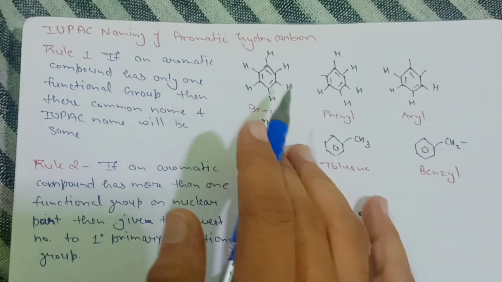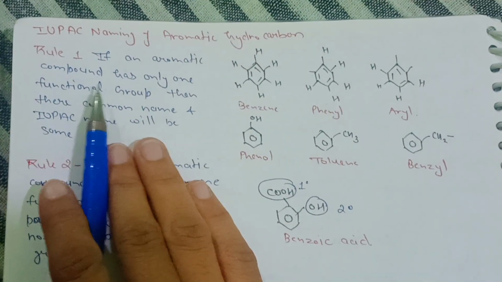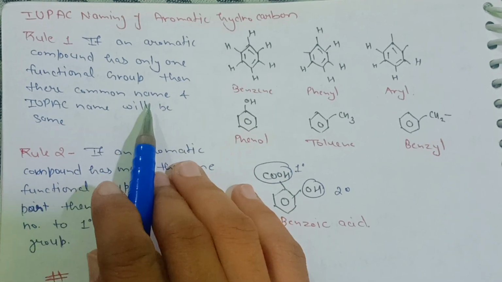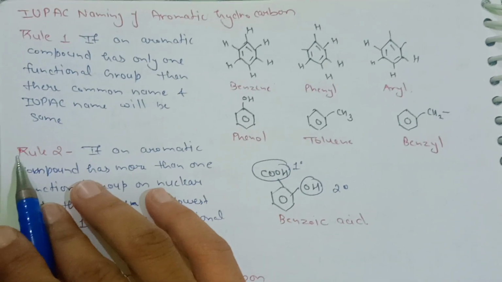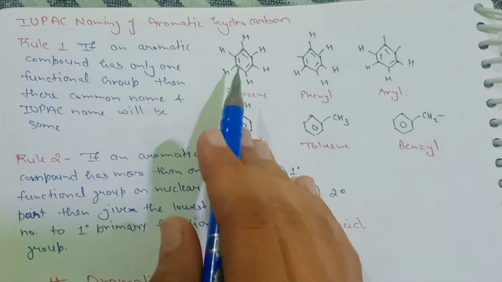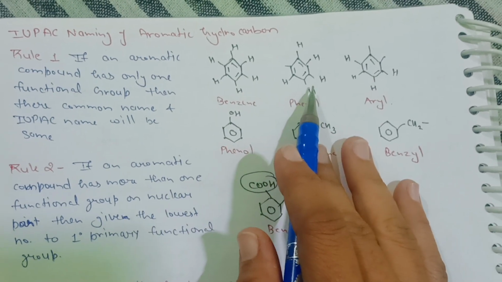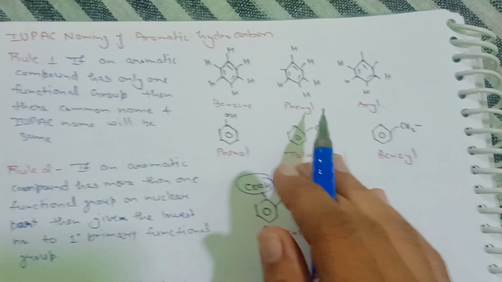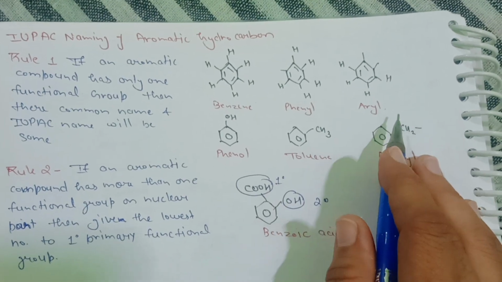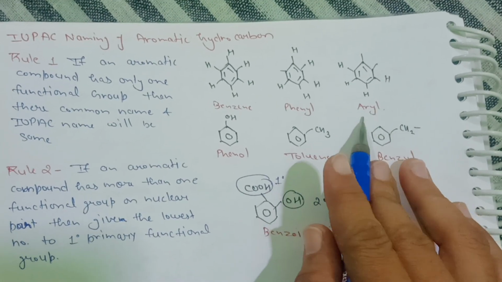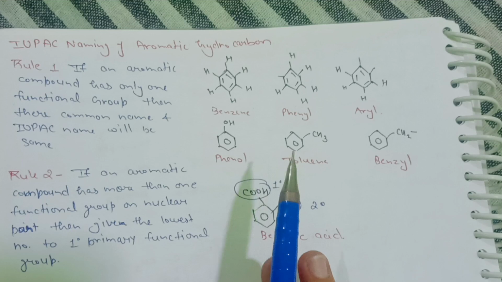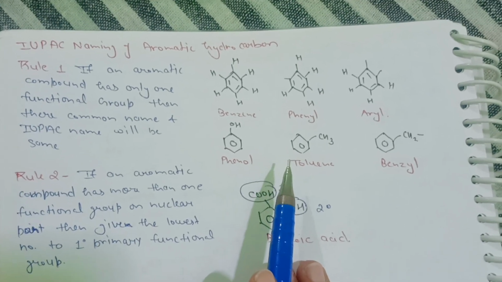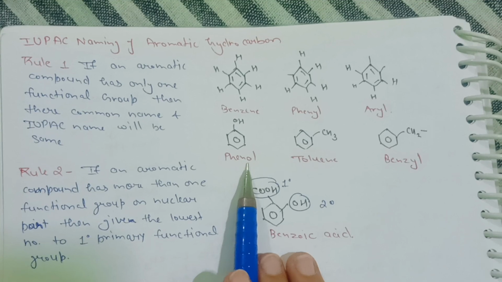IUPAC naming of aromatic hydrocarbon. Rule number 1. If an aromatic compound has only one functional group, then its common name and IUPAC name will be the same, like benzene. If we remove one hydrogen from benzene, this is known as phenyl. If we remove two hydrogens from benzene, this is known as aryl. If we replace a hydrogen atom of benzene by OH, this is known as phenol.